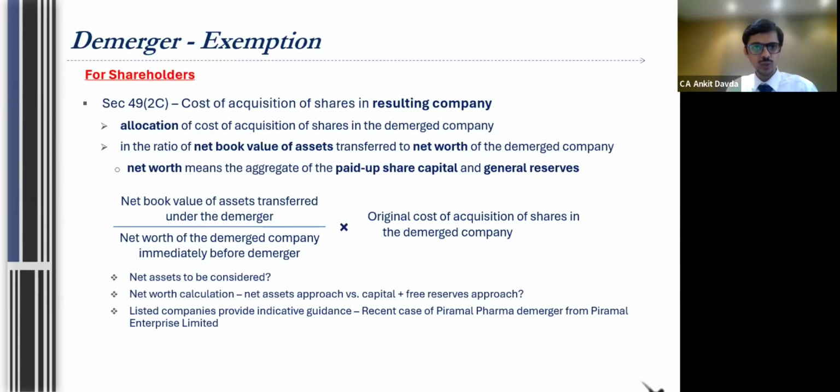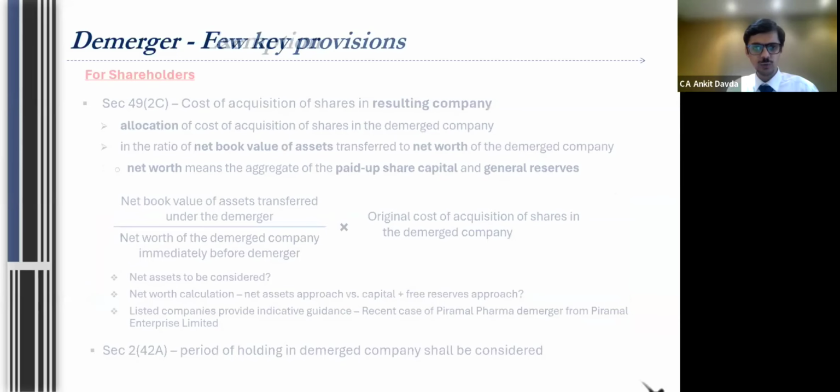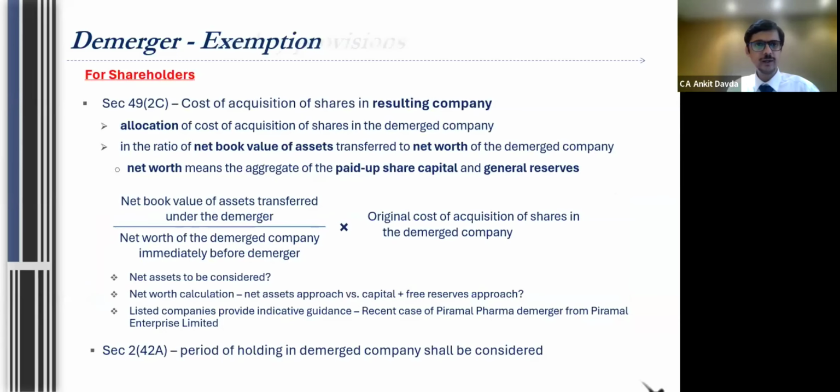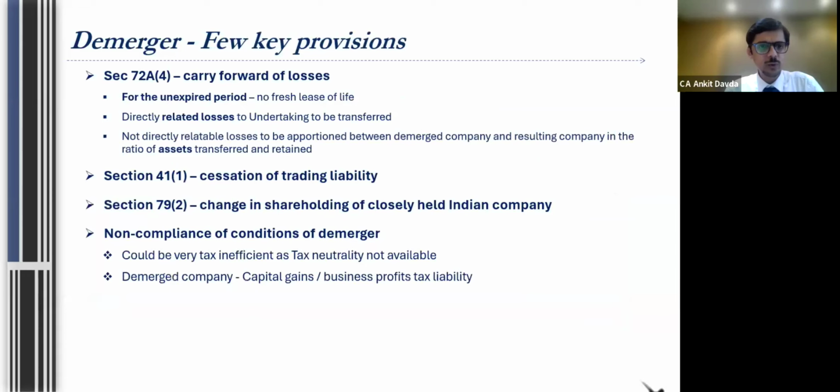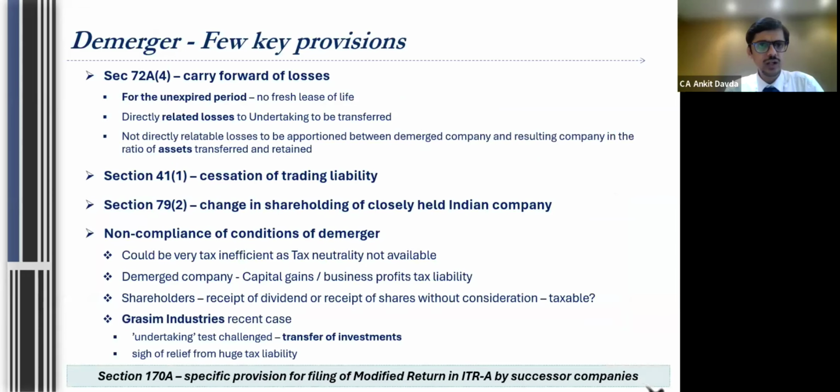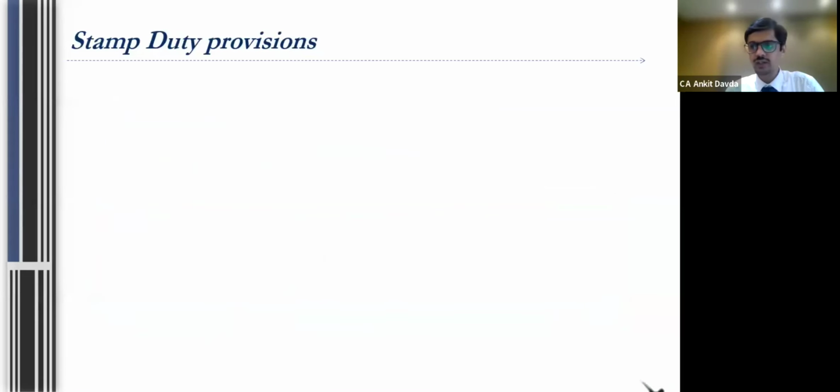There is a mechanism of cost allocation under section 49(2C), so that the period of holding shall also be considered for 2(42A). These are some specific provisions. Now we are on the last two slides only. We have 10 minutes, so we'll quickly touch upon these two slides.